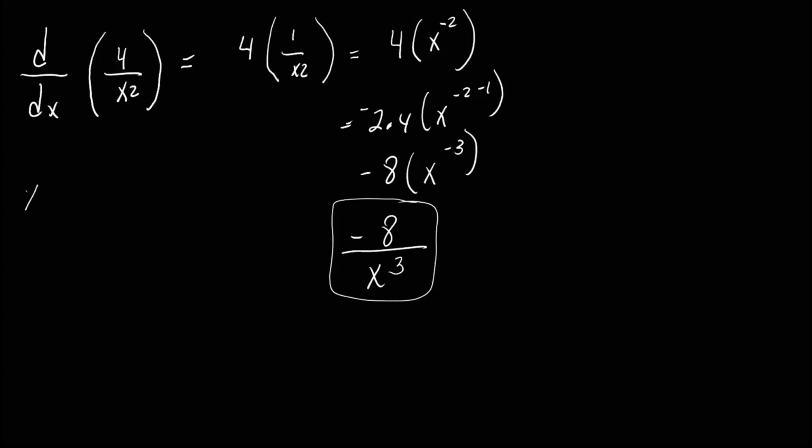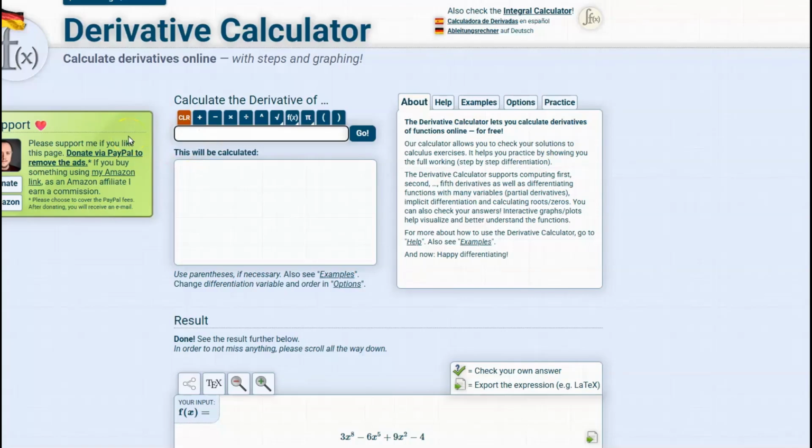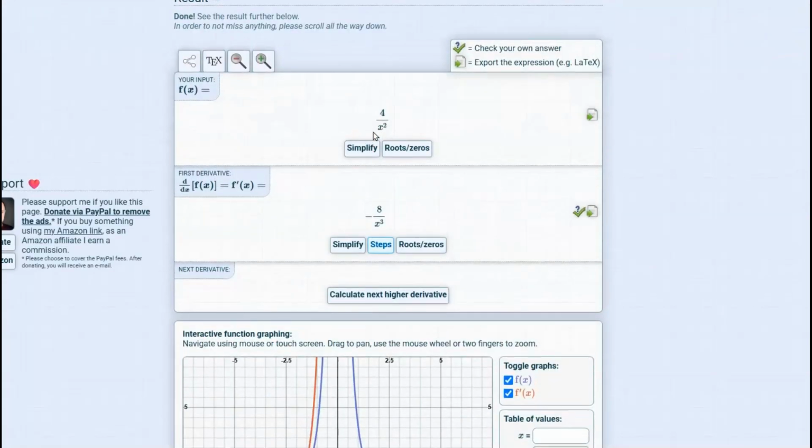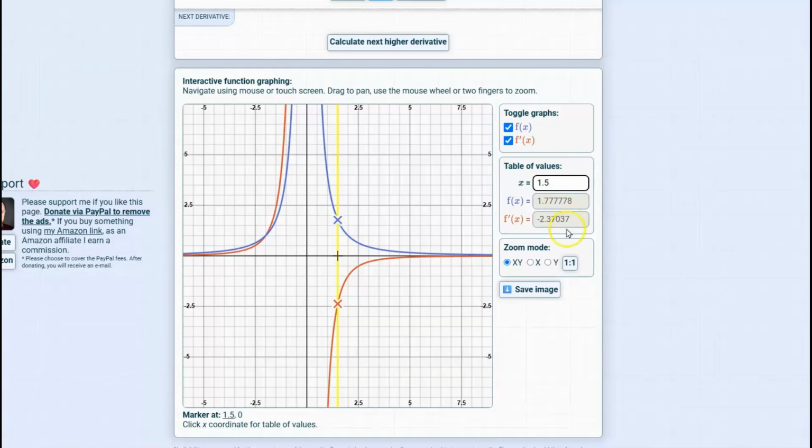Okay, what if we said that x is equal to 1.5? So we will say minus 8 over 1.5 to the 3rd power. That gives us negative 2.370 and change. Okay. So we have 4 divided by x squared. So we get negative 8 over x to the third. Good. And if we put 1.5 here, we get the same answer as before.